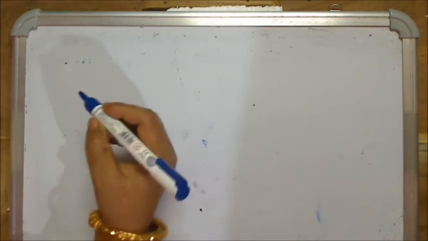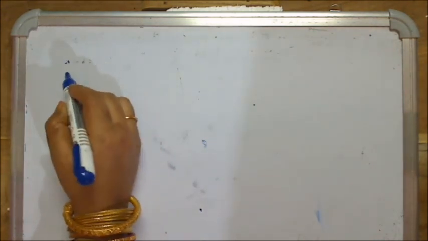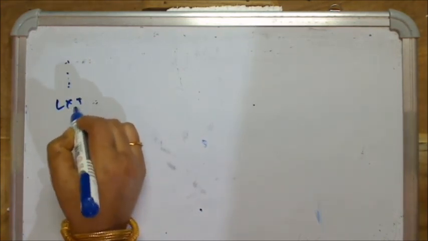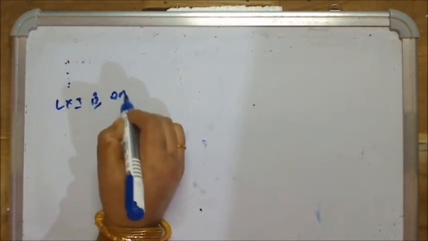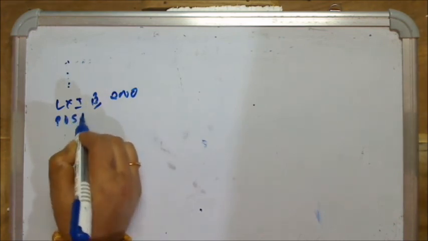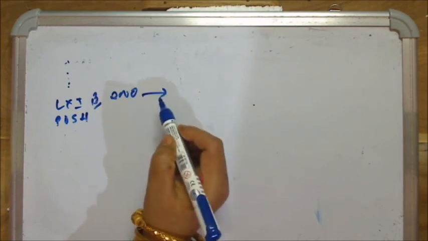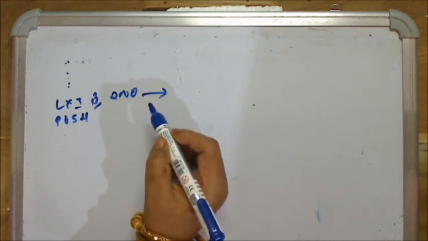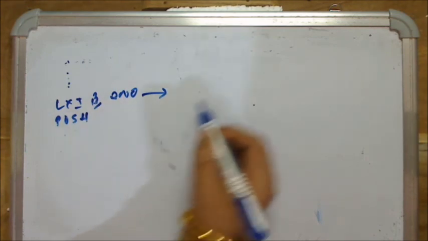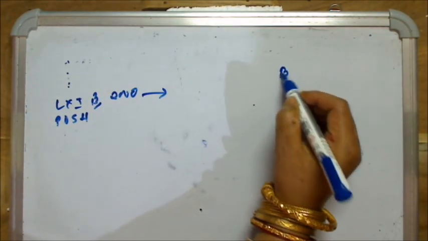I hope you understood the passing of parameters using stack. I will teach you now. So this is your main program. This is LXI B, 2000H, then PUSH B. So 2000 is the parameter that I want to pass, and when there is a PUSH B, you have pushed the BC pair.